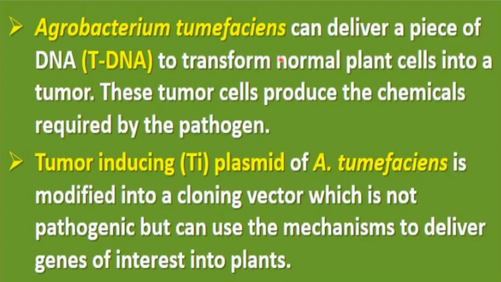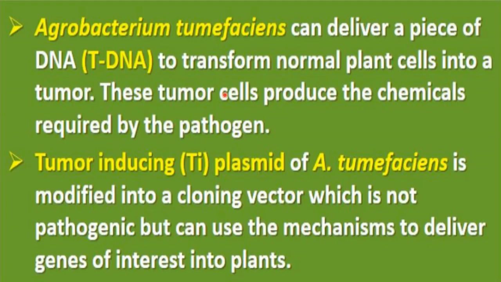Let's see how Agrobacterium tumefaciens works. So this bacterium can deliver a piece of DNA, that DNA is called T-DNA, to transform normal plant cells into tumor cells. These tumor cells produce the chemicals required by the pathogen. So this is the pathogenic property of Agrobacterium tumefaciens. How does it cause cancer in dicot plants?